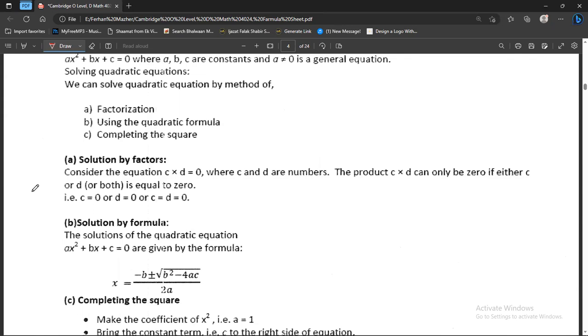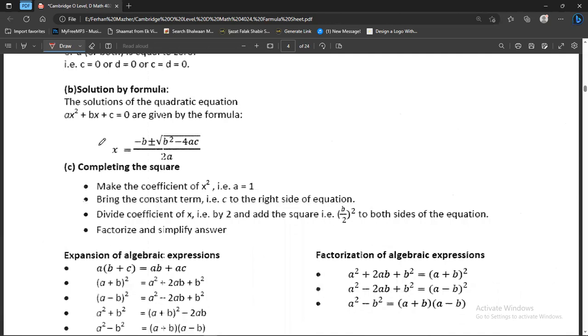Solution by the formula. We have this formula: x is equal to minus b plus minus under root, and under the root we have b square minus 4ac, and the whole thing is divided by 2a, where a is the coefficient of x square, b is the coefficient of x, and c is the constant.